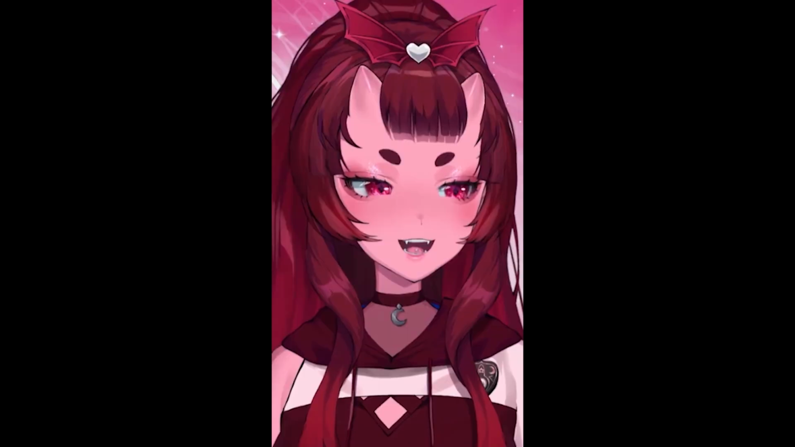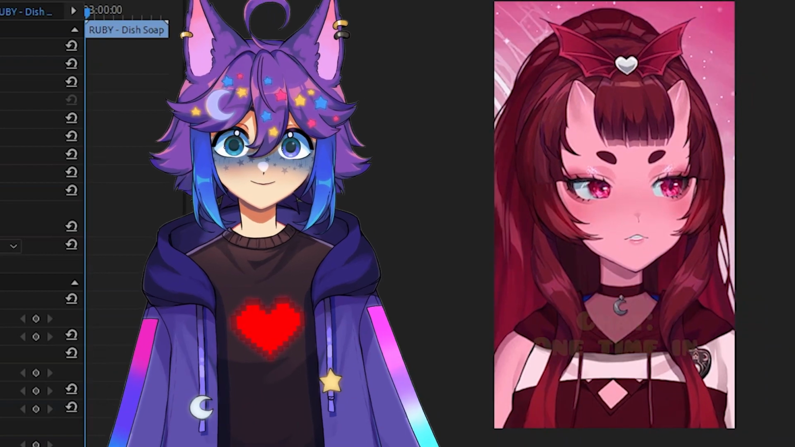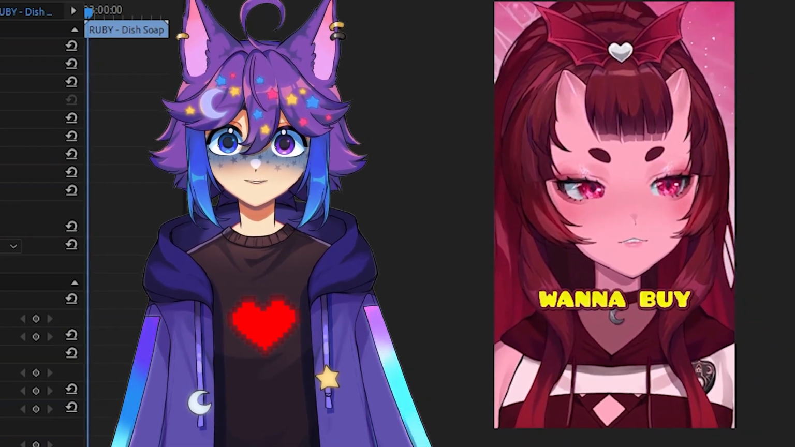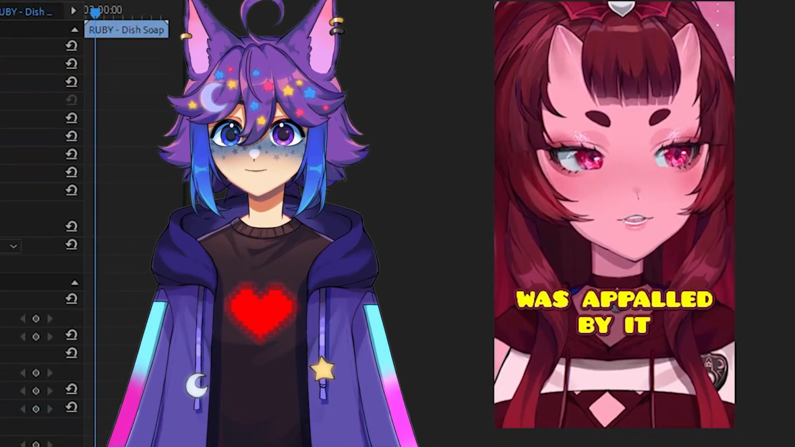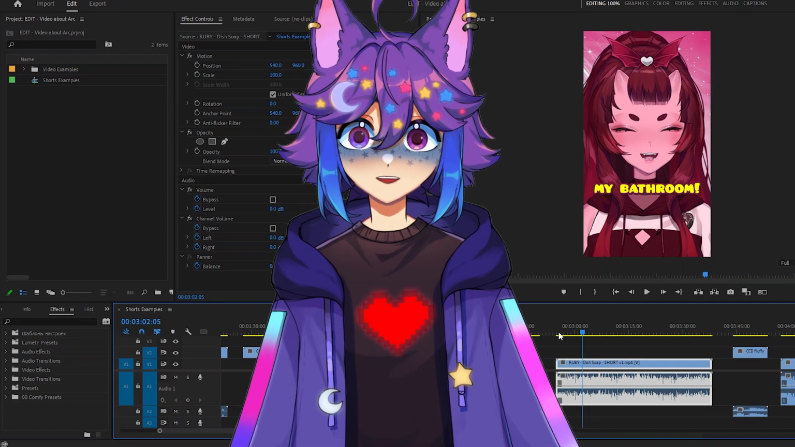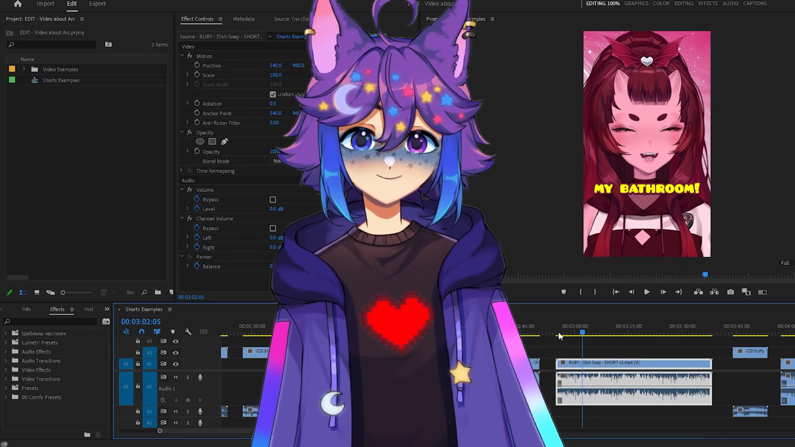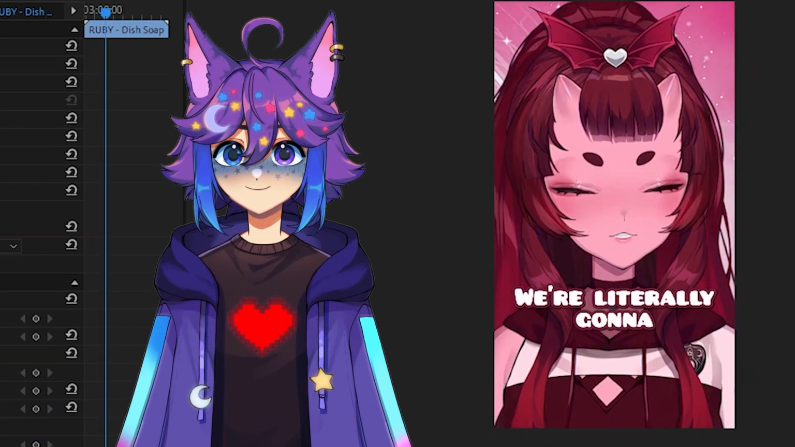I'm just saying. So again, this one's a little more obvious, right? We have a very clear setup here. One time in college, I was so broke I didn't want to buy body wash, so I used dish soap instead, and the girl I brought back to my apartment was appalled by it after she used my bathroom. And that text in and of itself is pretty engaging, right? So then we get to the meat of it. Okay, hypothetical situation. I walk into a dude's room, right? We're gonna hook up. We're literally gonna bone.